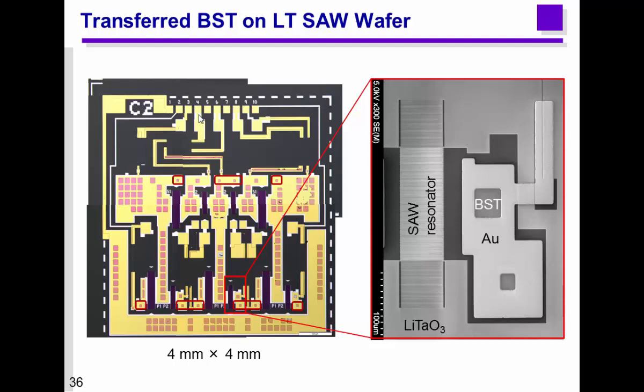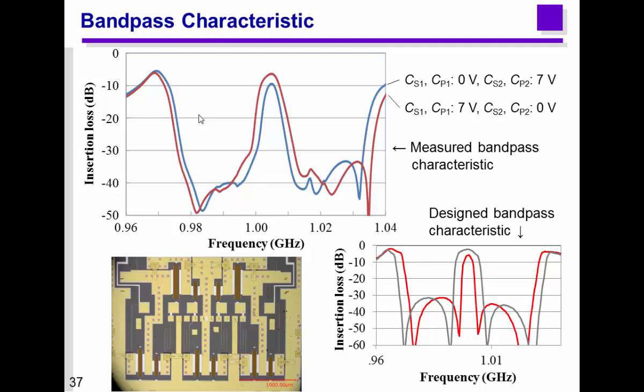So we successfully fabricated this one. And this works well. This is a measured characteristic. By applying the voltage, the passband width changed, and this is the simulation. Of course, the performance is worse compared to the designed one, but it works almost as designed.